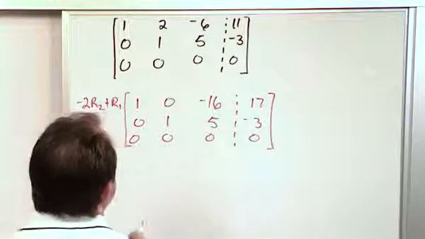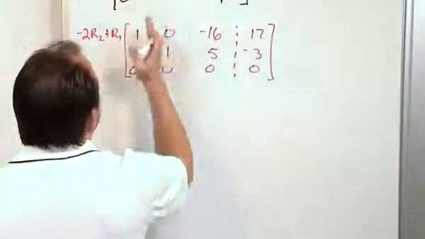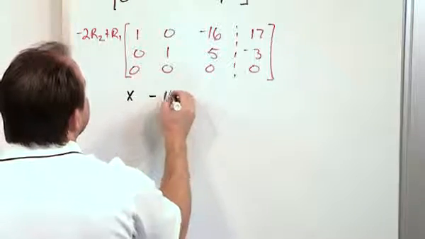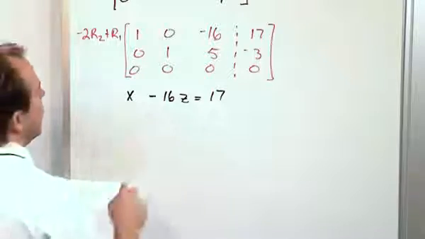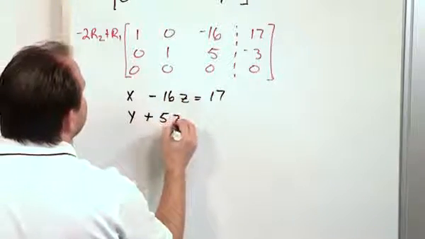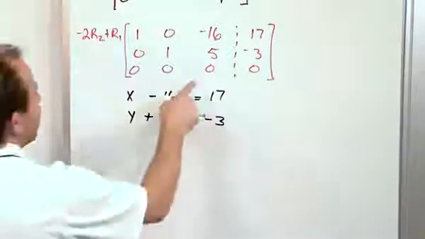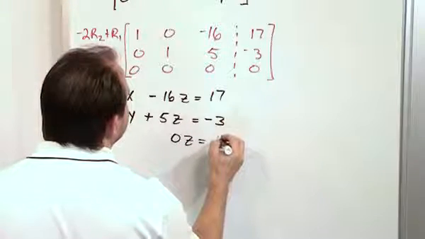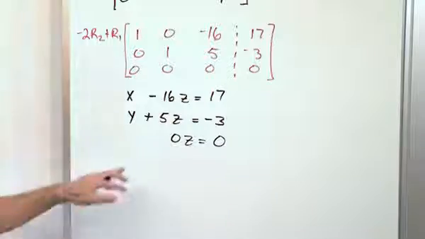The first thing we write down is we say that this is x, y, and z. This column is x, y, and z. So what we have is x minus 16z is equal to 17, right? This guy is telling us that y plus 5z is equal to -3. And the third thing it's telling us is that 0 times z is equal to 0, right? Now, we've come across this before.